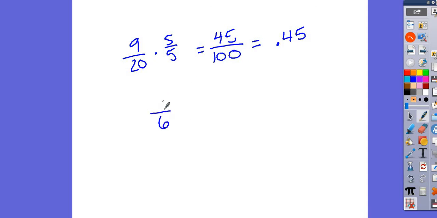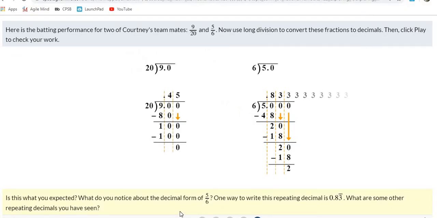However, for the 5/6, I don't quickly know something multiplied times 6 is going to give me 100. So I would probably do the long division way here. It would have turned out ugly since it was a repeating decimal, so long division would have been the easier method there. All right, moving to problem 6 in our workbook.